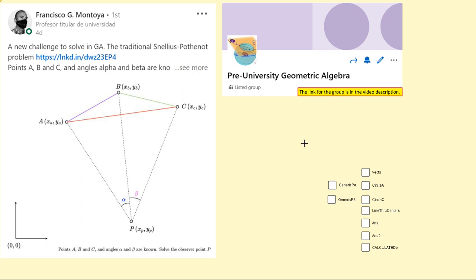And the problem that Professor Montoya suggested to us is the traditional Snellius-Pothenot problem, in which a person who is at an unknown location P is trying to establish his location by taking sightings of three known points A, B, and C. And from this person's position, the angle that subtends the segment AB has a measure alpha, and the angle that subtends the segment BC has the measure beta.